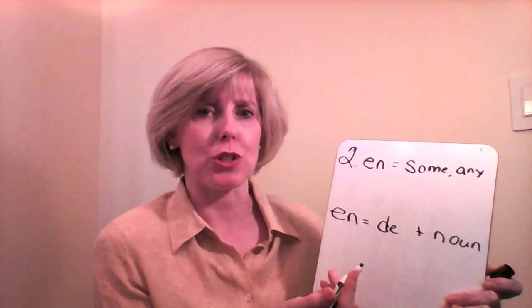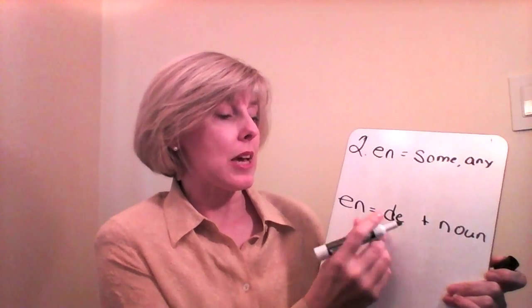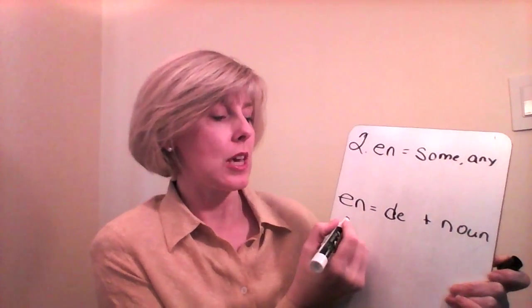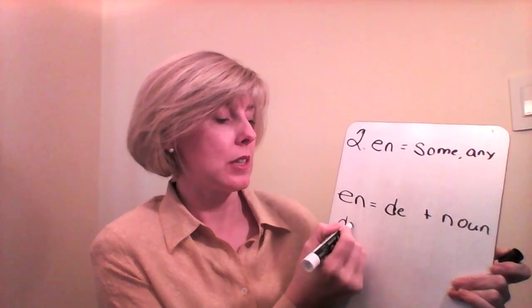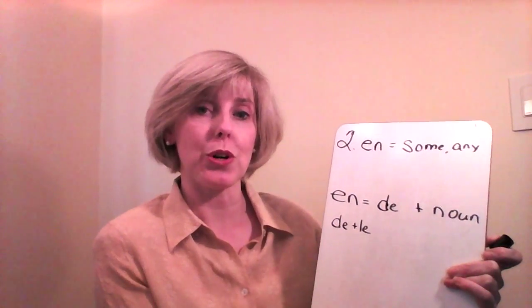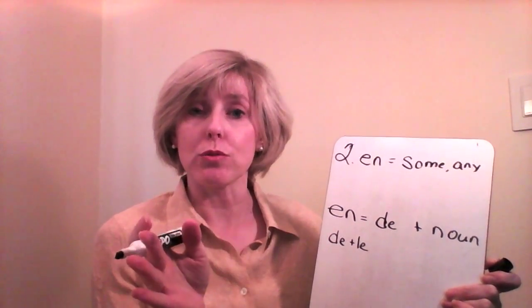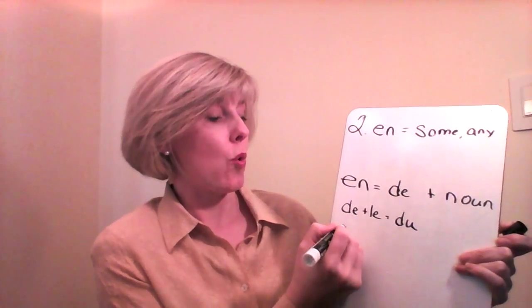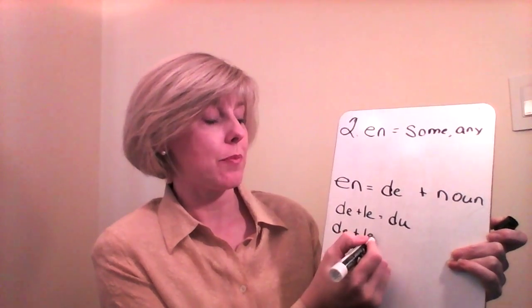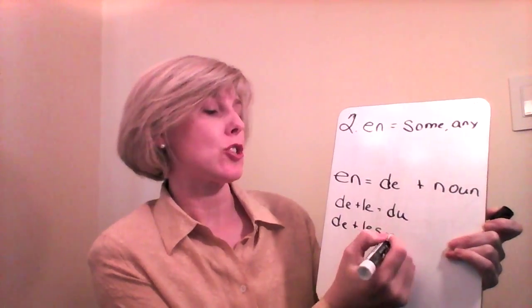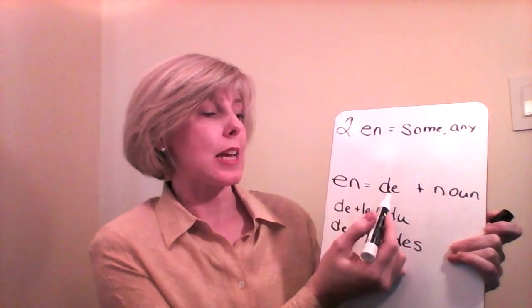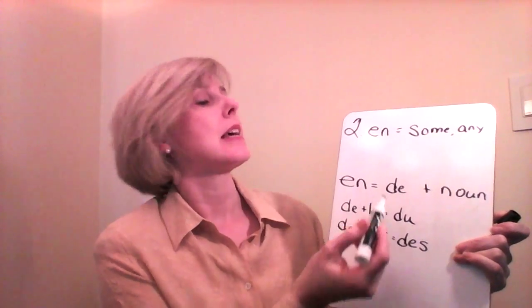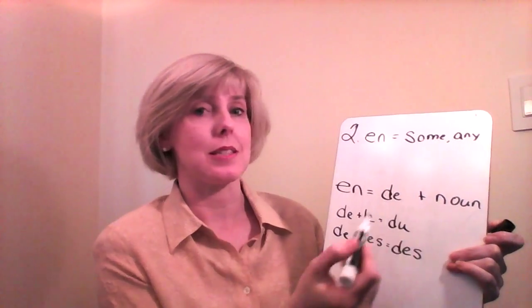Now, what do I mean by a form of de? That means that sometimes instead of having the exact word de, you're going to have a form of it, like the partitive article. So remember that if you have de plus le before a word, like de le foot, you don't say de le, you would say du. Remember that? Or de plus les, you don't say de les, you change it to des. So instead of seeing the word de exactly, you might see du or des, but the point is it's going to be a form of de or a partitive article plus a noun.